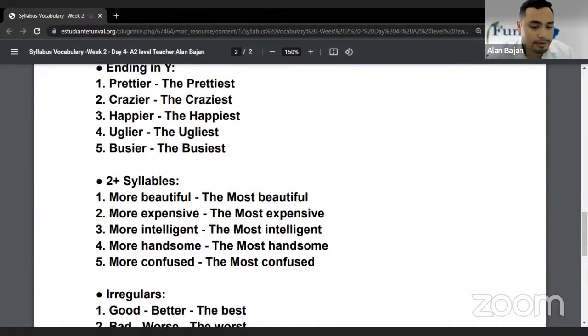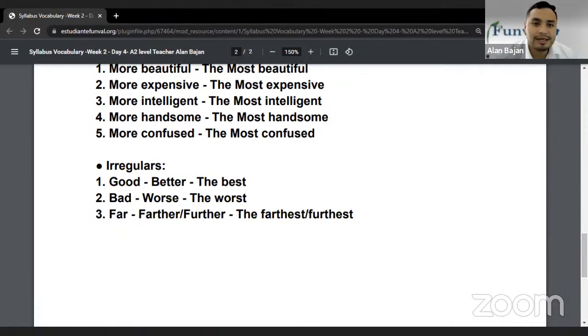All right. So the last rule has no rule because it's for irregulars. Irregulars never follow the rules. They have their own rules. For example, good, better, the best. Bad, worse, the worst. Far, farther, the farthest. Or far, further, the furthest. Both are correct.